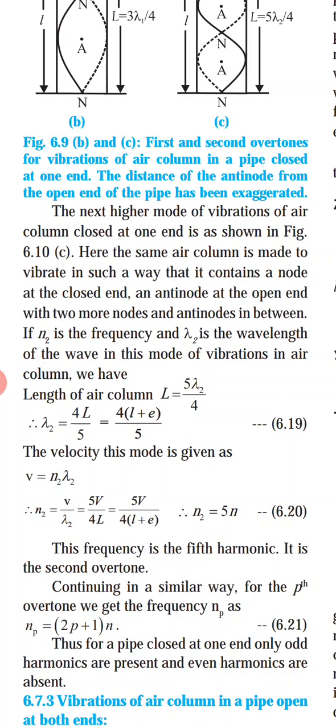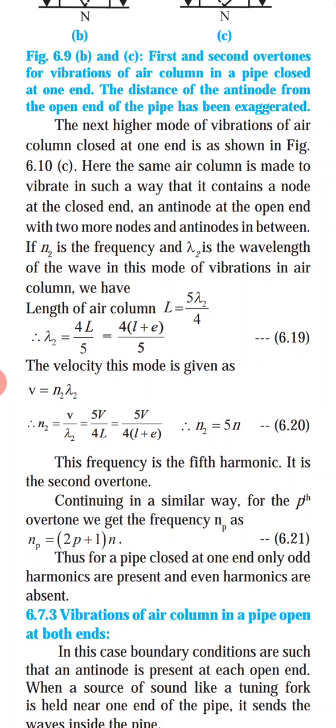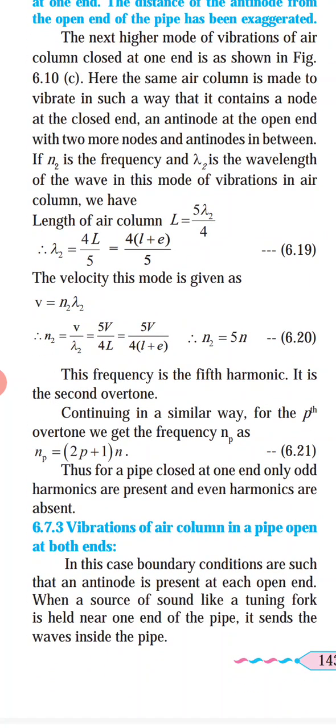So velocity is nothing but what? V is equal to n lambda. Again you can consider for case 3. So it will be V is equal to n2 lambda 2. So n2 is equal to V upon lambda 2, which is 5V upon 4(L plus E), so n2 is equal to 5n, which is nothing but fifth harmonic but second overtone. So continuing in a similar way, for the Pth overtone we get np as follows.